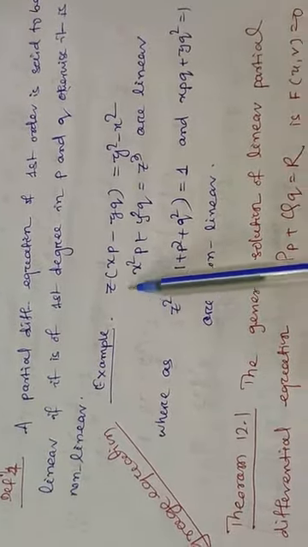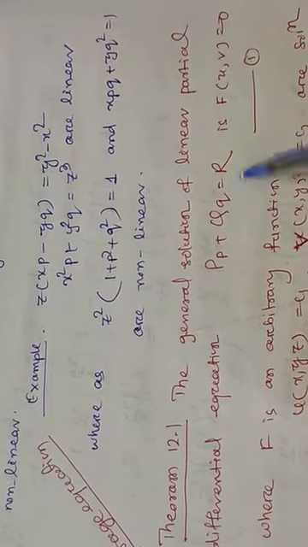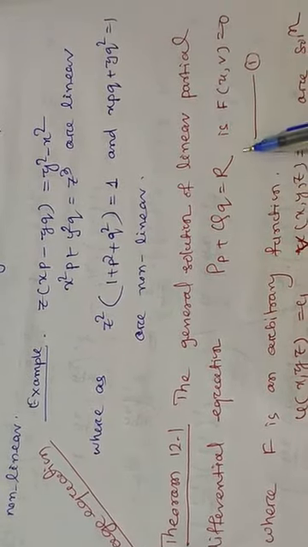Linear first order PDE can be solved by the Lagrange method. The equation of the form Pp plus Qq is equal to R is also known as the Lagrange equation.